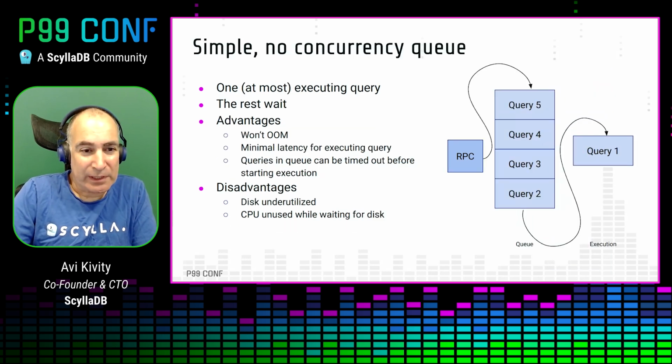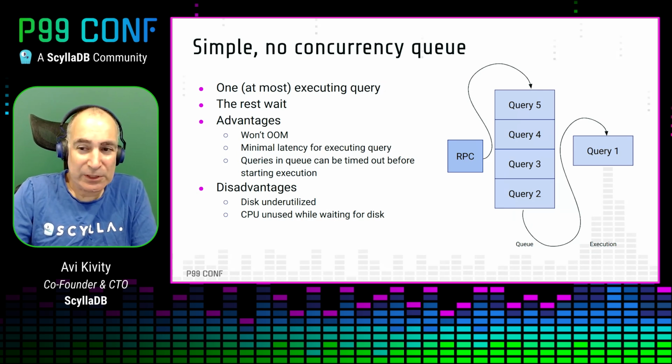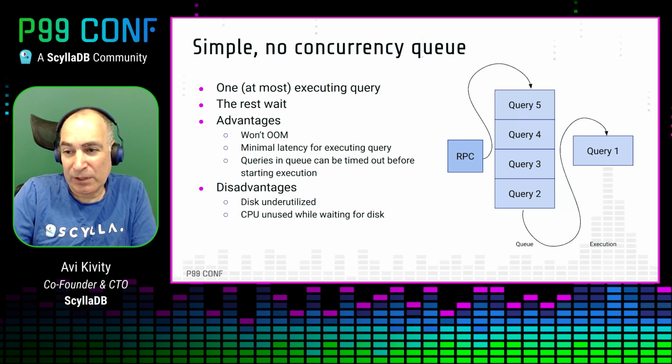So we set out to fix it. The simplest possible solution is to just have a limit of one query executing at most, and all of them in the queue. So this will not run out of memory, because a single query, at least usually, will not consume all of the memory in the machine. The latency for that particular query will be low, because it's not competing against anything.